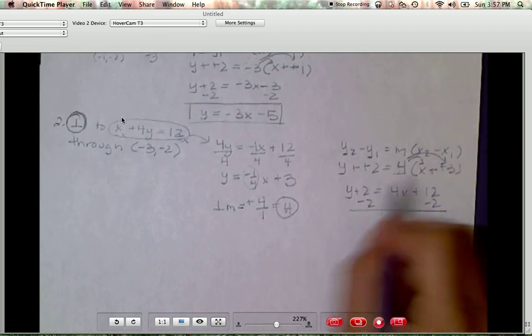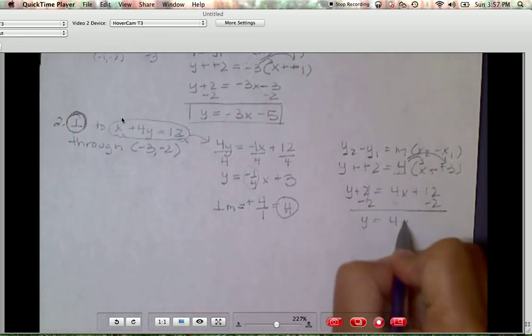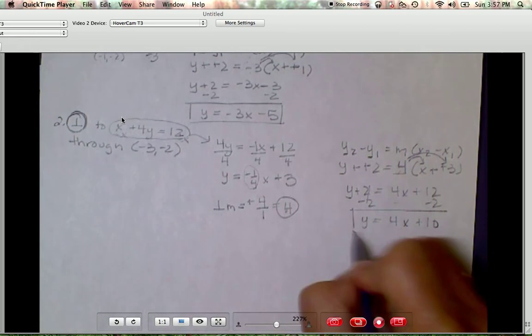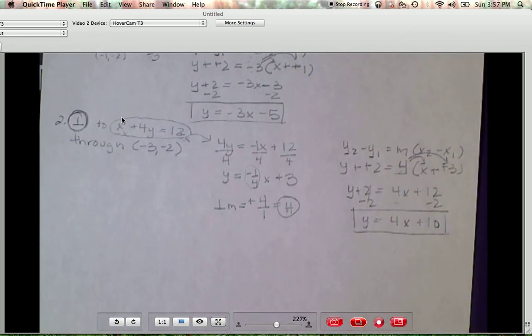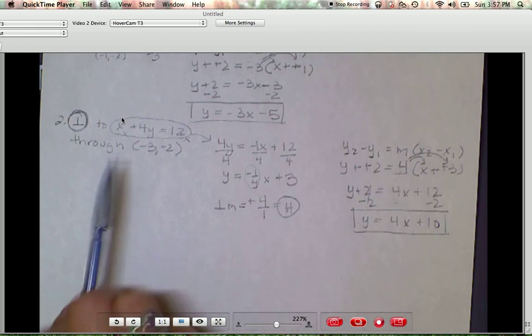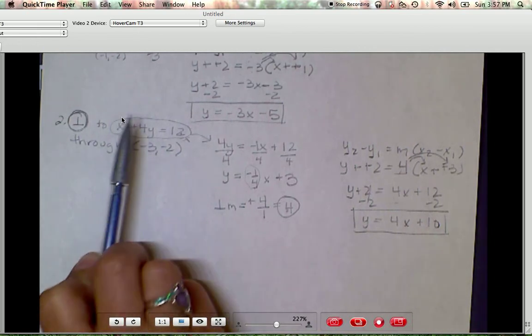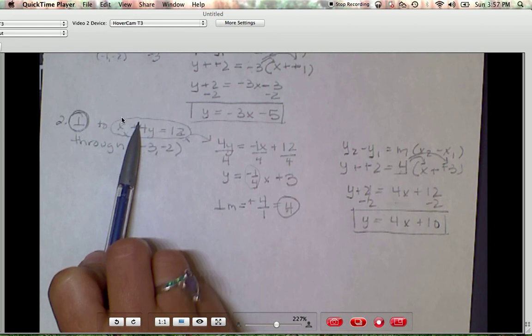And we get y equals 4x plus 10. Here's our equation in slope-intercept form. So we always use this point and we extract the slope out of the original equation. It will be the same every single time.